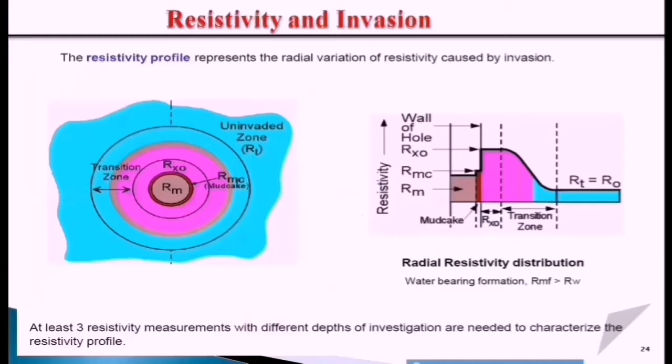Here we can see the resistivity profile representing the radial variation of resistivity caused by the invasion. What we mean by radial resistivity distribution is that we have a variety of resistivity, as we can see here. The resistivity of the flushed zone is a little bit high and gradually changes to low in the uninvaded zone, and in between we have a transition zone. The resistivity is high because the resistivity of mud filtrate is greater than the RW. So at least here we need 3 resistivity curves in order to characterize each zone: micro resistivity, intermediate resistivity, and deep resistivity.